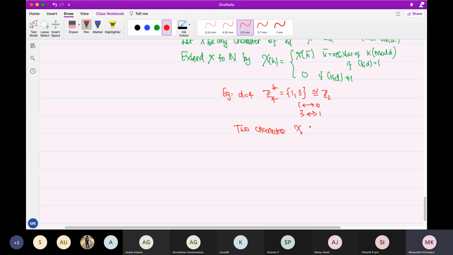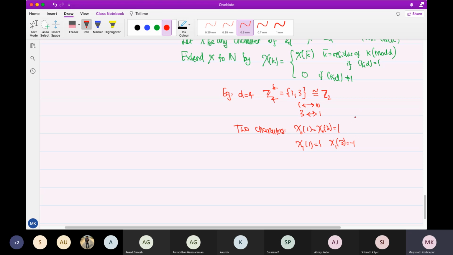So chi 0 is the trivial character, and chi 1. So chi 0 of 1 is 1, chi 0 of 3 is 1. Chi 1 is the non-trivial character. It sends identity to 1, but the other element to minus 1, right? So these are the only two characters. So in Z2, you can send the non-identity to minus 1. So these are the ones.